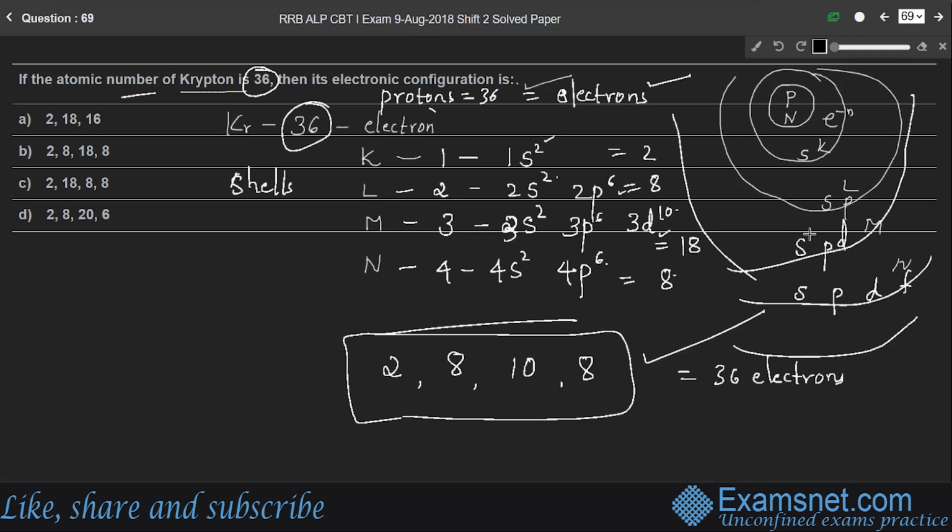Therefore, the electronic configuration is 2, 8. Is it 10? 18. It is not 10. It is 18. 2, 8, 18 and 8. Therefore, option B is the right answer.